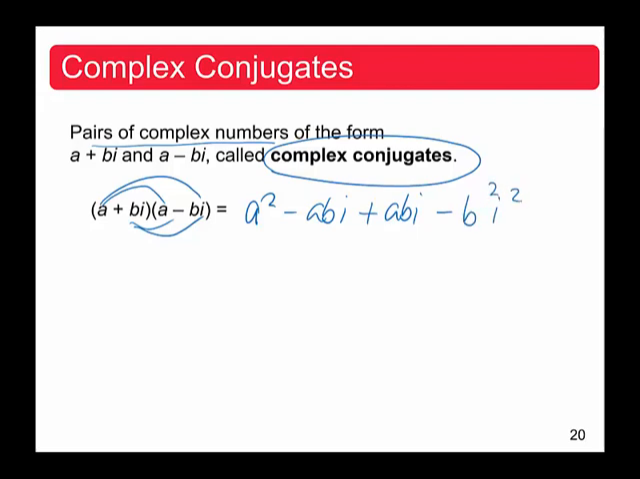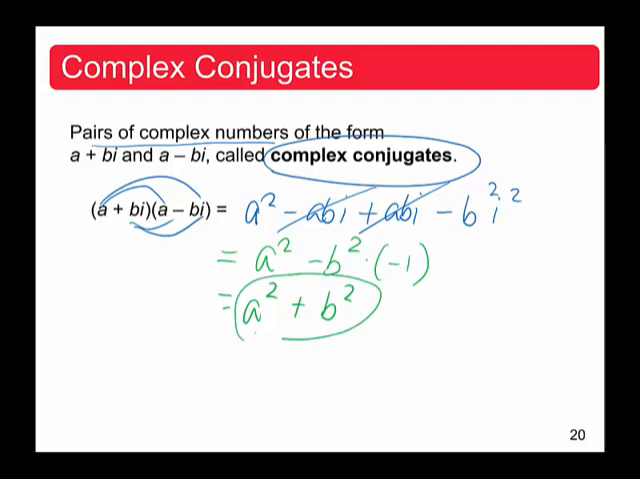Okay. So now again, the middle two terms are exactly the opposite, so we cancel that. And then the remaining thing will be a squared minus b squared i squared. I squared becomes -1. So now you end up with a squared plus b squared. Two negatives turn into a positive. B squared times 1 becomes b squared. As you can see, a squared plus b squared definitely is going to be a real number. That's why the product of two complex conjugates becomes a real number.